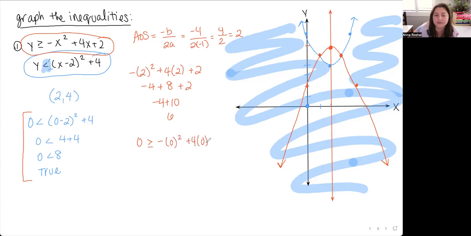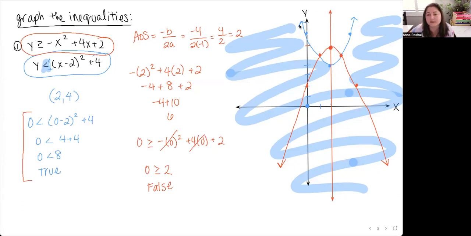Plus 4 times 0 plus 2. The beauty about 0 is that this is going to be 0, this is going to be 0. I have now 0 is greater than or equal to 2. That is a false statement. So because it's a false statement, I will not be shading down here. I will be shading outside of that.